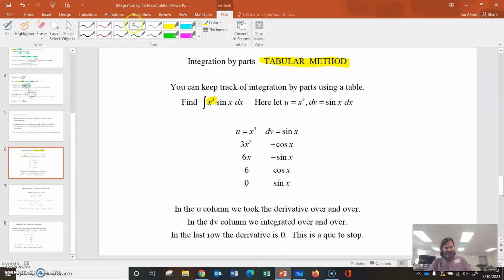It takes a u, and in our case, our u is going to be the x cubed, and it takes a v, and our v will be sine x in this example. Because we were trying to get that u to go away by taking derivatives, I've made a table. At the top of that table, I've made one column that starts with x cubed, and another column that starts with sine of x. So in the u column, we're going to take derivatives.